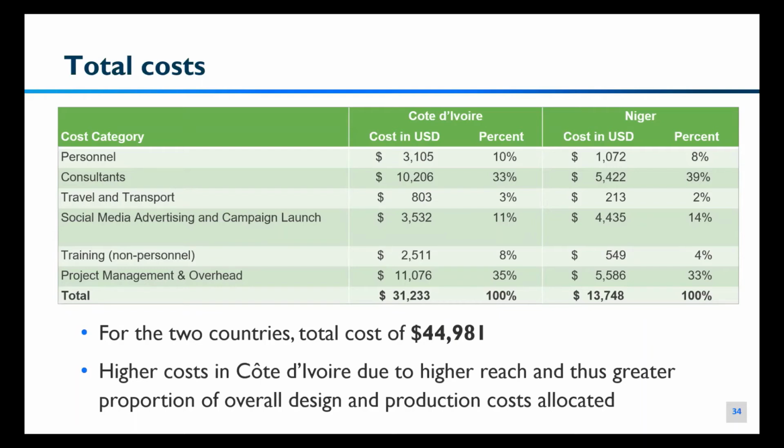44,981. And the higher cost in Cote d'Ivoire is due to the reach and also the proportion of the oil design and production. And there was also the fact that the program started earlier in Cote d'Ivoire, so consultants were higher earlier in Cote d'Ivoire, so they were paid for a longer time compared to Niger. Next.